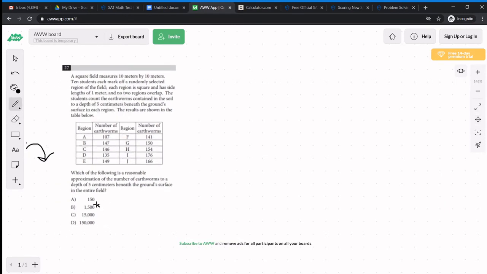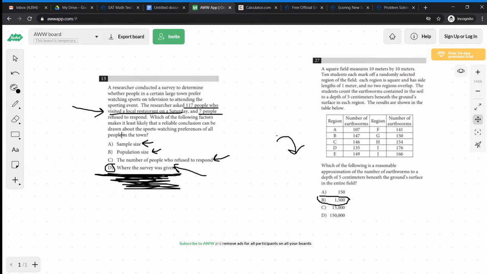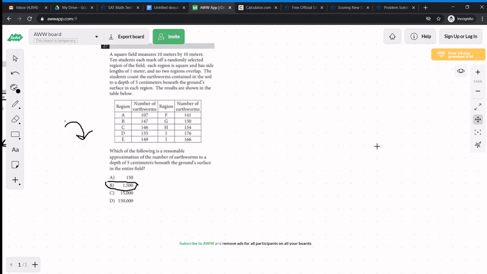So, pretty simple problem again. You just take your information and use it for whatever the problem is asking you to do. For this type of problem, you're trying to see what makes the survey not too reliable. And hint, hint, it's almost always going to be where the survey was given.